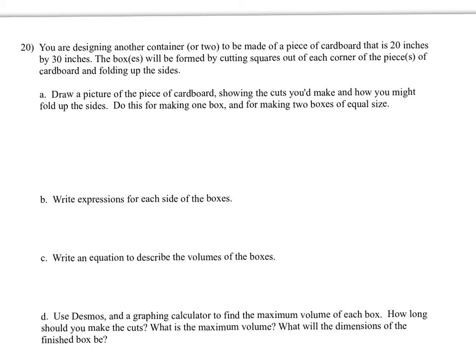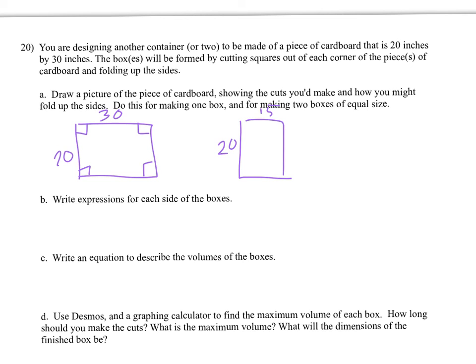Number 20 asks you to look at the same type of thing, but with the chance of drawing perhaps two boxes. So looking at one box, this might be 20 by 30, and we're going to do a similar thing, folding up the sides. If you cut this into two pieces of cardboard, you'd start off with a 20 by 15 and two of those, or if you cut hot dog way instead of hamburger way, you'd go 30 by 10 and have two of those also. The rest of this is going to be really similar to what we did for number 19.